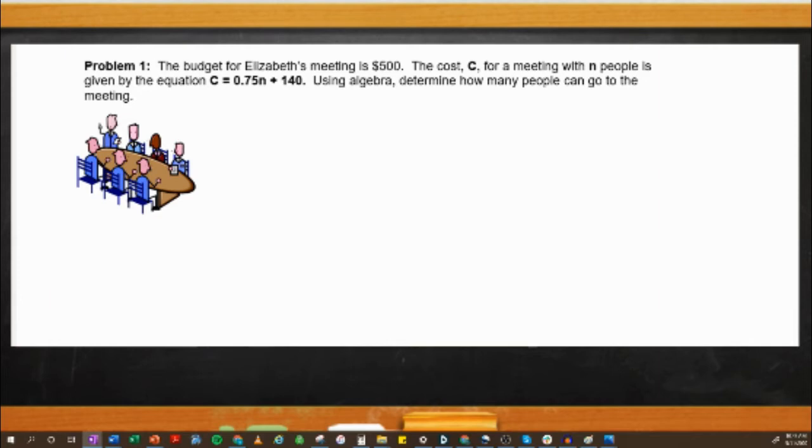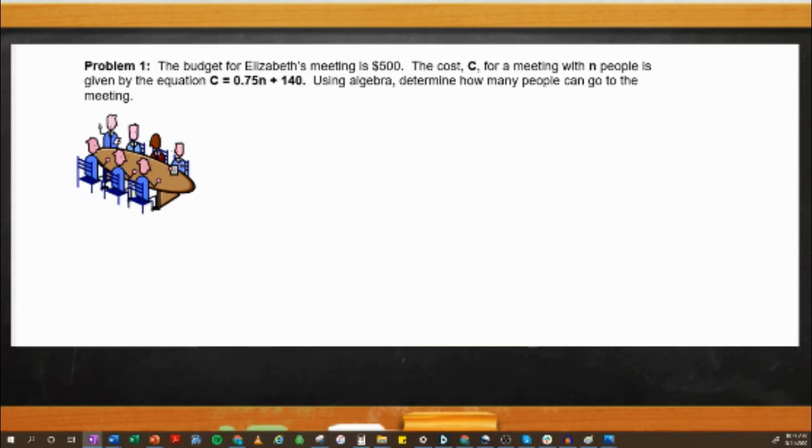So let's remember, the equation you were given is C equals 0.75n plus 140, and C is the cost and n is the number of people. The first sentence said the budget for Elizabeth's meeting is $500. That $500, if it's her budget, is the highest cost that Elizabeth can afford. So we've been given a value for C, and we want to find out how many people can go to the meeting, n.